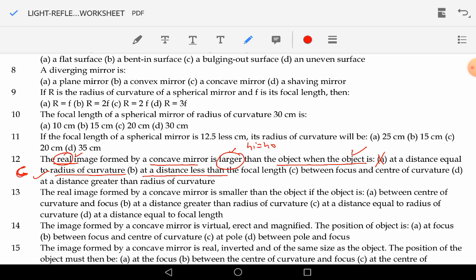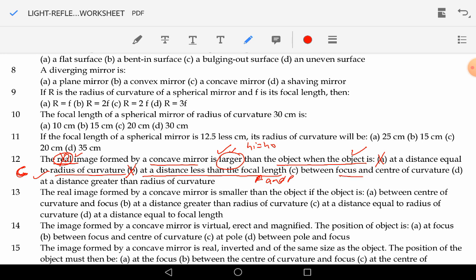At a distance less than the focal length. Less than the focal length means they are talking that the object is between F and P. Now in this case, the image is larger, but it is not real. So it means that it is also wrong.